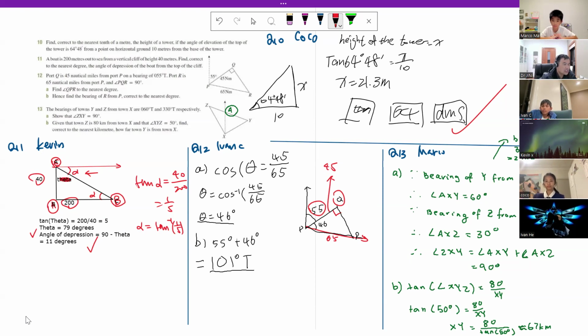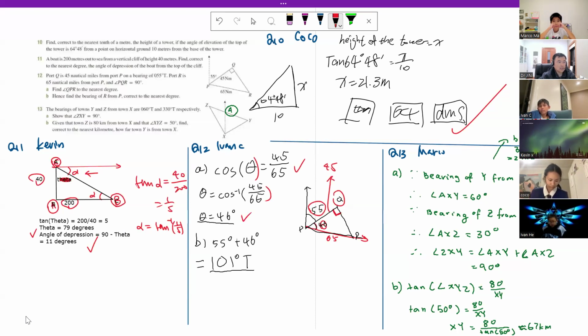65. Yep. Because this is 90 degrees, so you can use that. So cosine is, you probably need to mark in the theta here. Marking this as theta, that's better. Cosine theta is 45 divided by 65. So theta is arc cosine. Yep, you got 46.